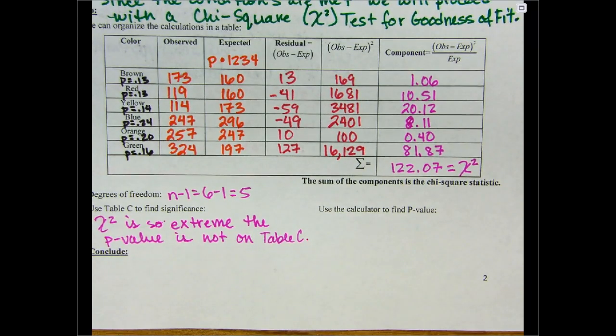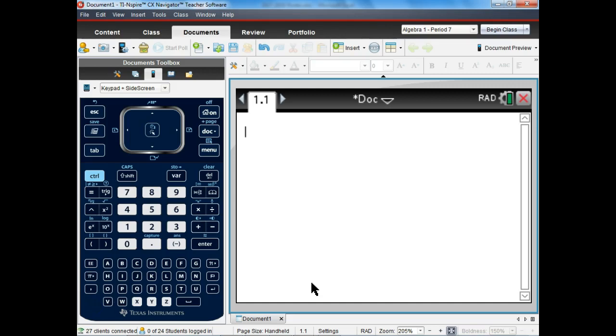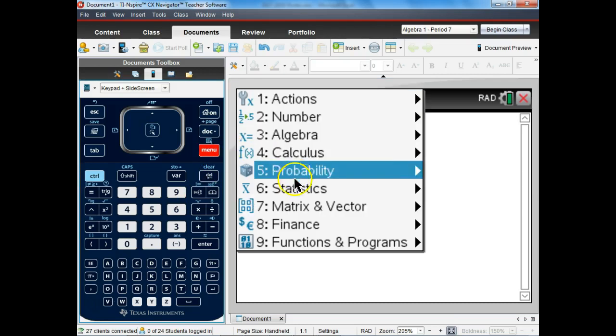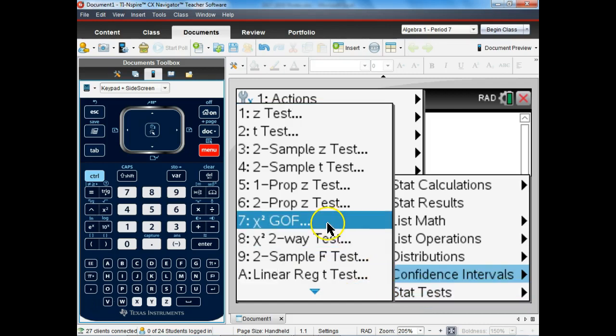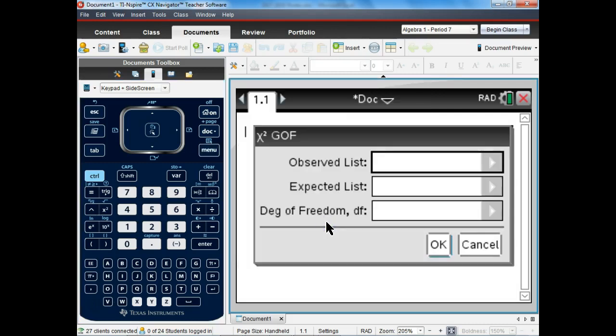So we're going to use a calculator instead to find the p-value. Here's how you would use your calculator. I've got my calculator up here, just a calculator page. I'm going to go to Menu, Statistics. We know we're doing a statistics test, and you can see right there, chi-squared GOF, which stands for goodness of fit. So I'm going to select that one. Now it asks you for your observed list. There are 2 ways you can do this. The first way is you can put this into a list and table, give it a variable, all of those things.